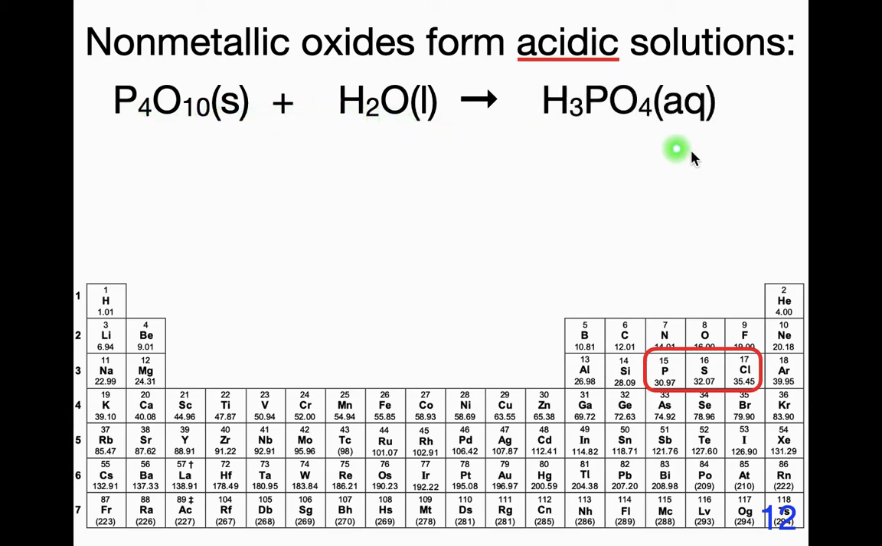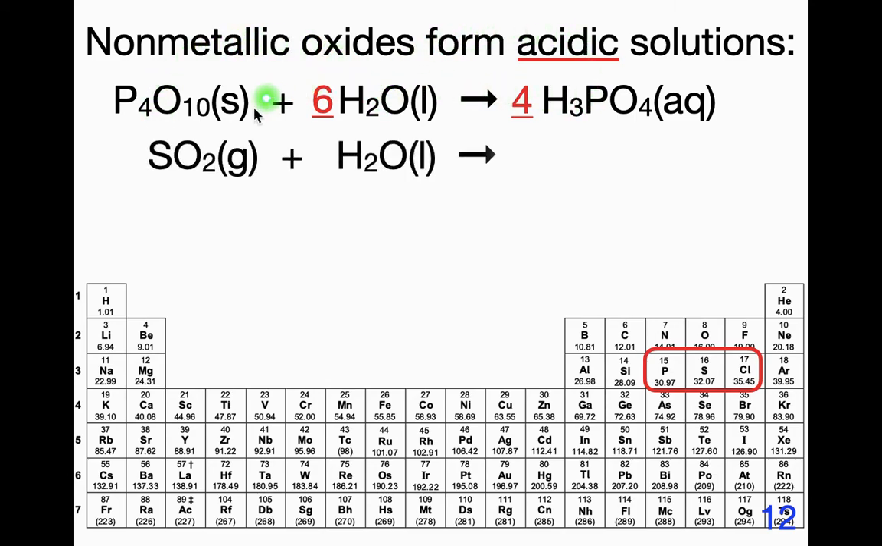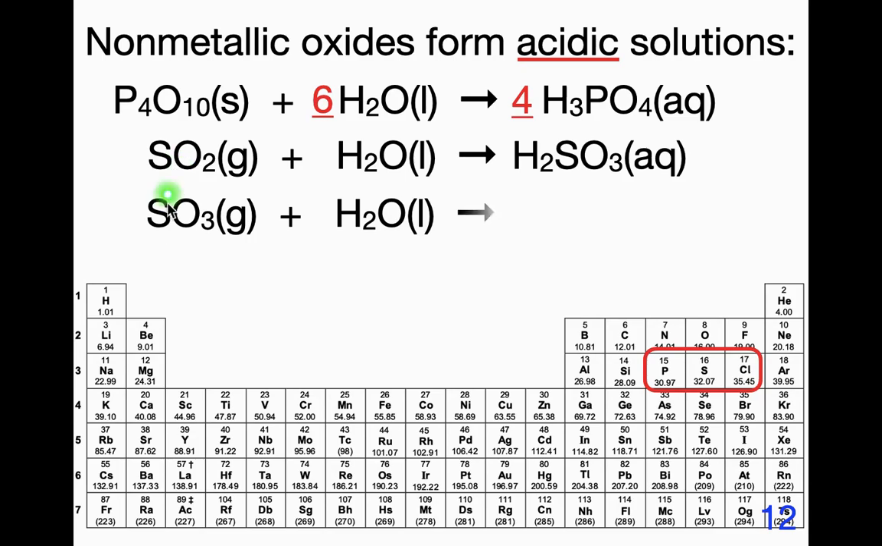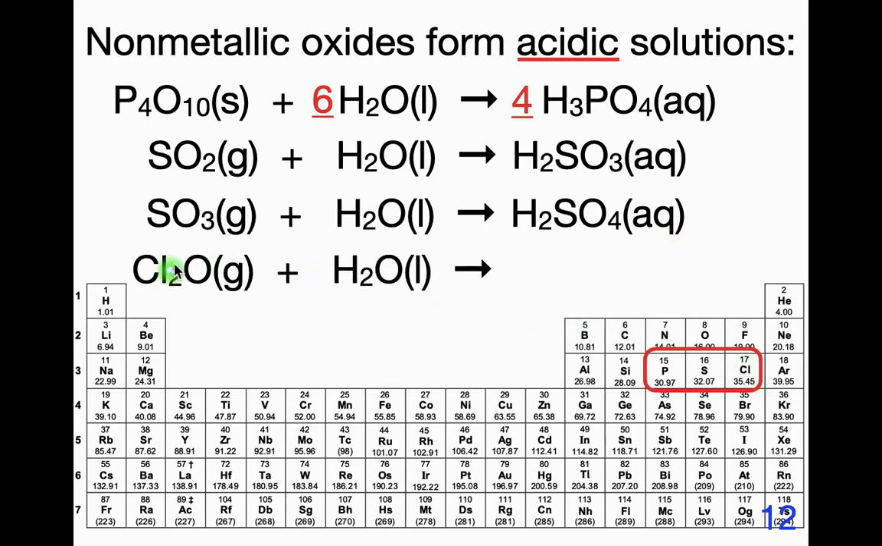This is going to form phosphoric acid. So an acidic solution. So nonmetallic oxide and water forms an acid. Sulfur dioxide and water will form sulfurous acid. Sulfur trioxide and water will form sulfuric acid. And then we have chlorine, dichlorine monoxide, and water will form hypochlorous acid.